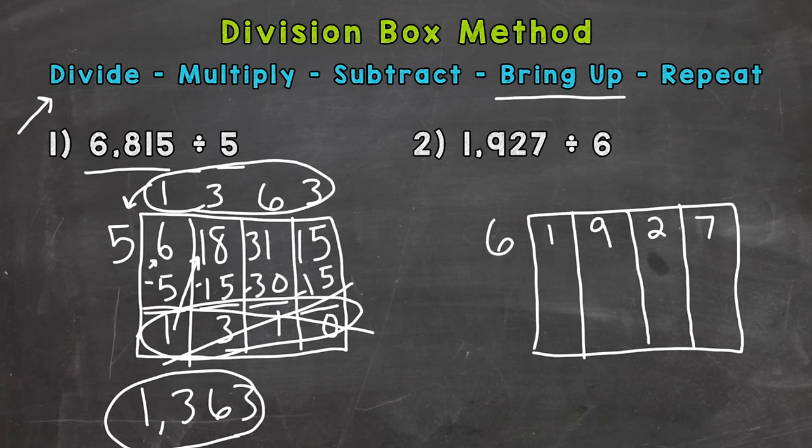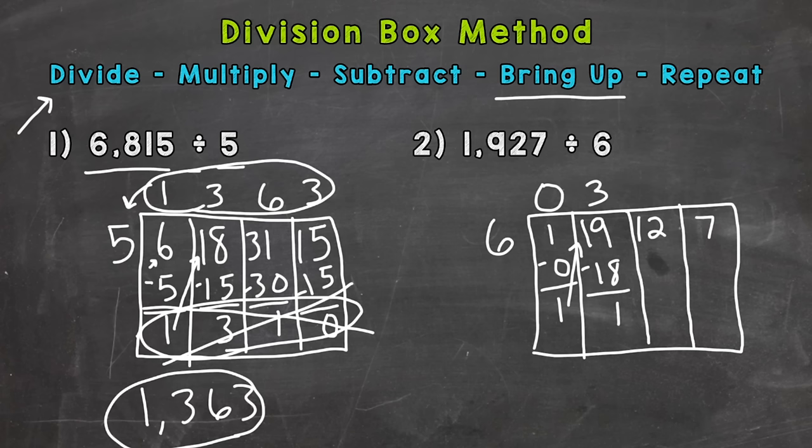Divide, so we need to do 1 divided by 6. How many whole groups of 6 can we pull out of 1? Well, we can't do that, so we need a 0 here. 0 times 6 is 0. 1 minus 0 is 1. Now we bring that 1 up. So we have 19 divided by 6. Well, we can pull 3 groups of 6 out of 19. That gets us to 18. So let's put our 3 here. 3 times 6 is 18. Subtract, we get 1. Bring that 1 up, and we have 12.